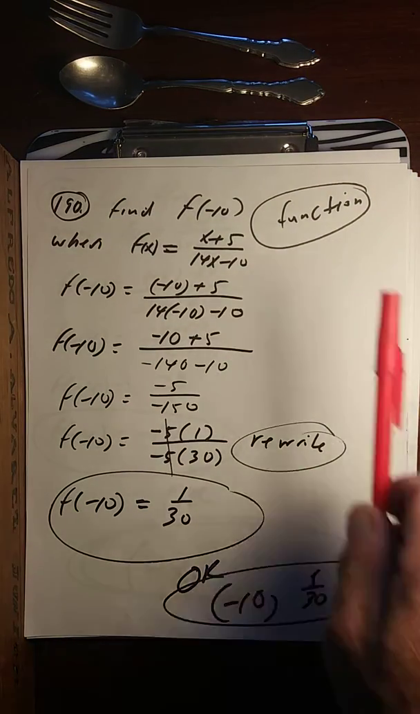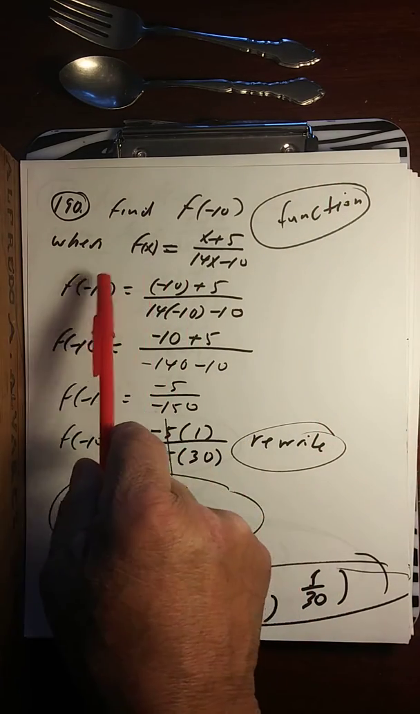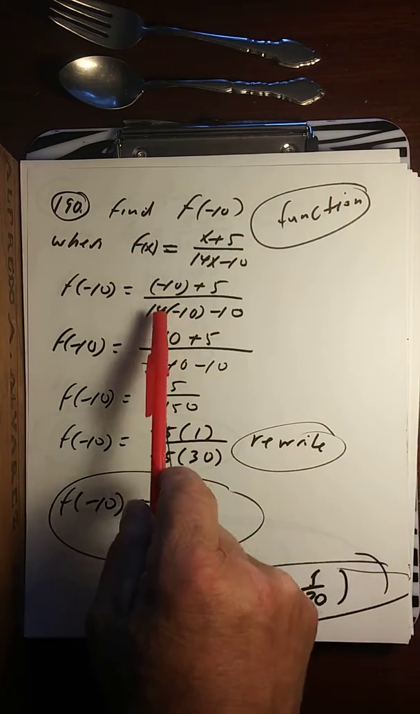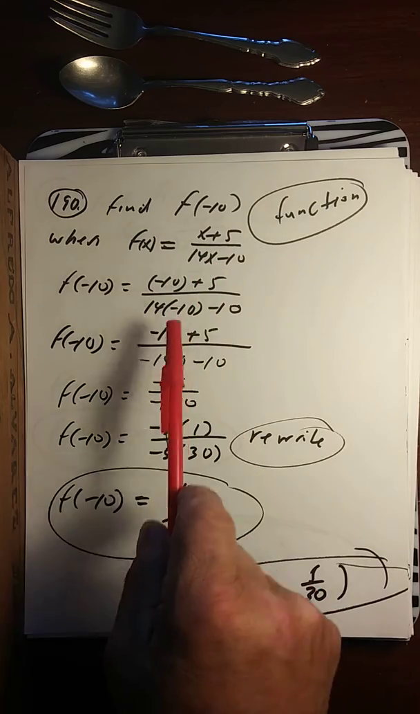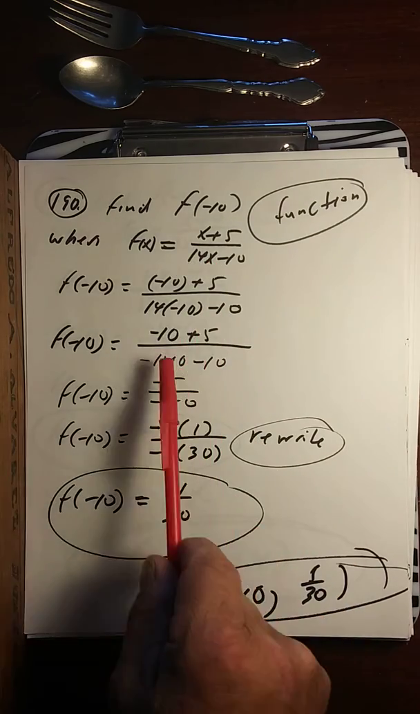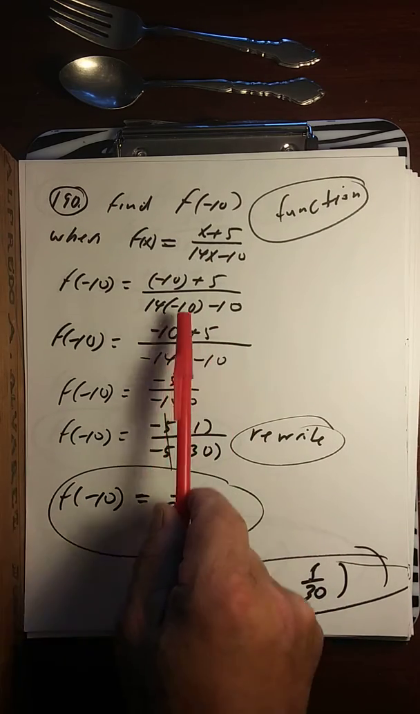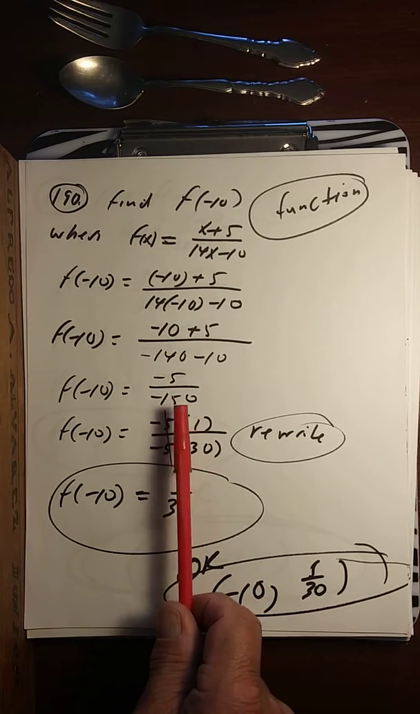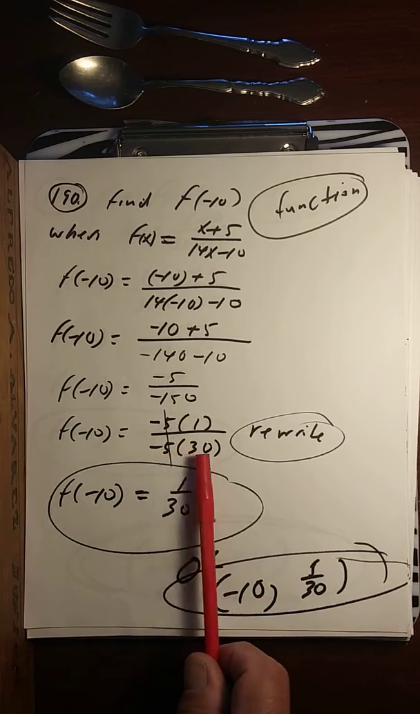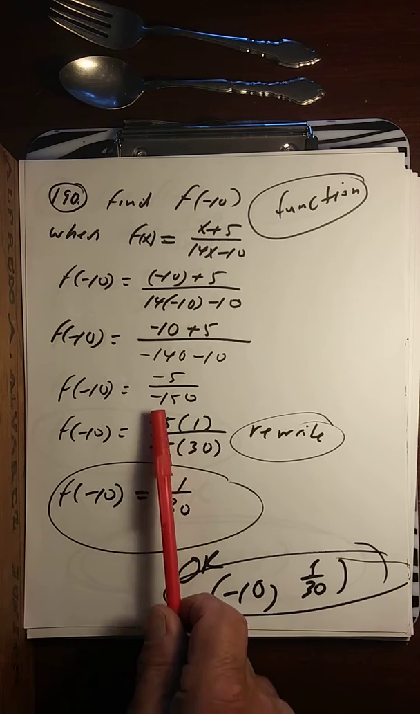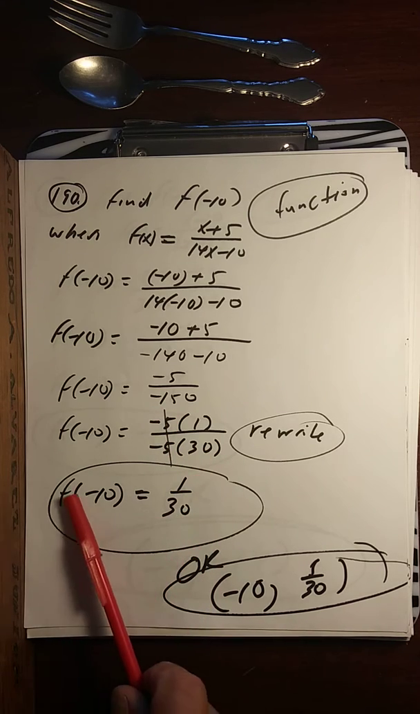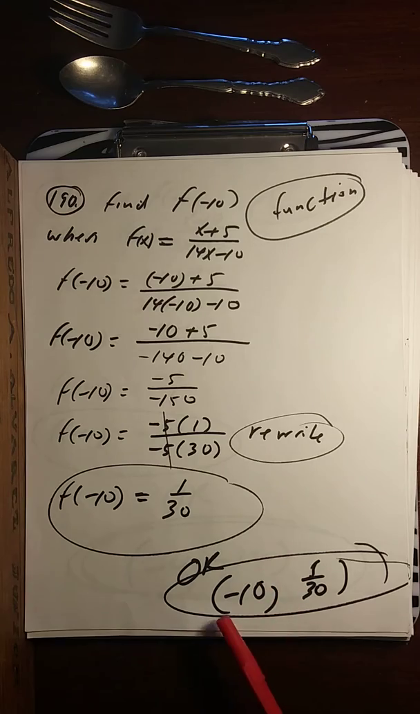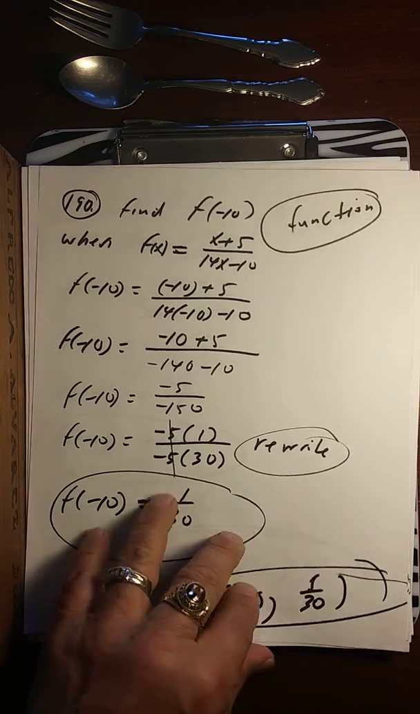Find f of negative 10 for this function. So wherever there's an x, put negative 10. So negative 10 goes there, and there's a negative 10 in the bottom. So now, numerator, denominator, so now we have negative 10 plus 5, negative 5, and negative 140 plus negative 10, negative 150. Rewrite it. Negative 5 times 1, negative 5 times 30. These are gone. So what's left over is 1 over 30. So f of negative 10 is what? 1 over 30. Or negative 10 comma 1 over 30.